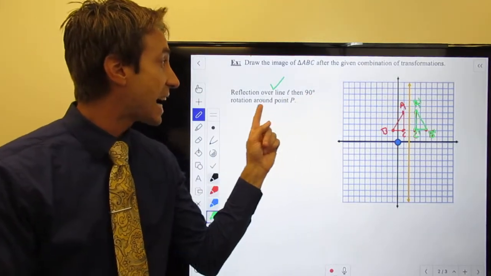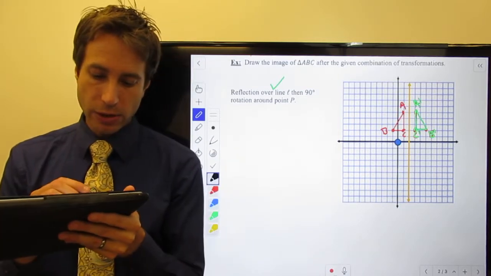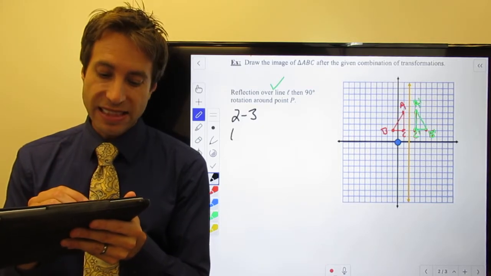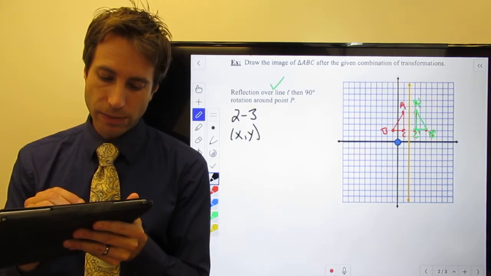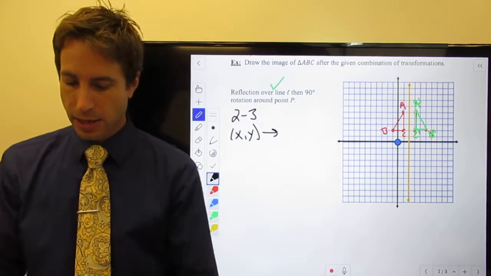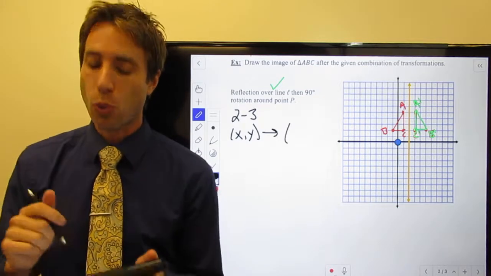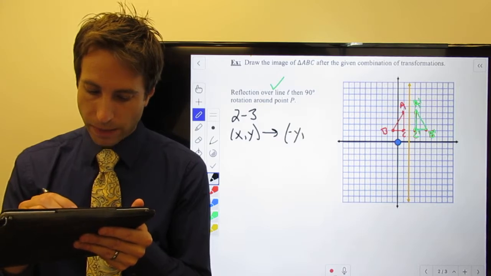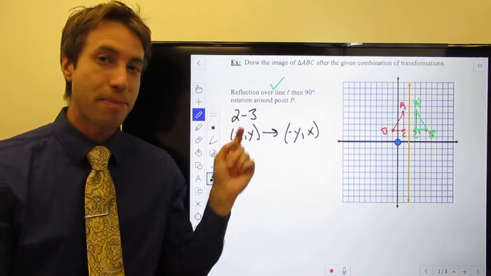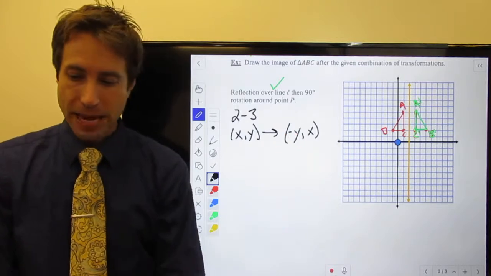Now I need to do a 90-degree rotation. Do you guys remember? This goes back to chapter 2, section 3, rotations. We learned this transformation for doing a 90-degree rotation. Do you remember what it is? Switch the x and the y values and make the y negative. Minus y, comma x, right? That's how you do a 90-degree rotation. Again, we looked at that back in chapter 2, section 3. Switch the x and the y values and make the y negative.